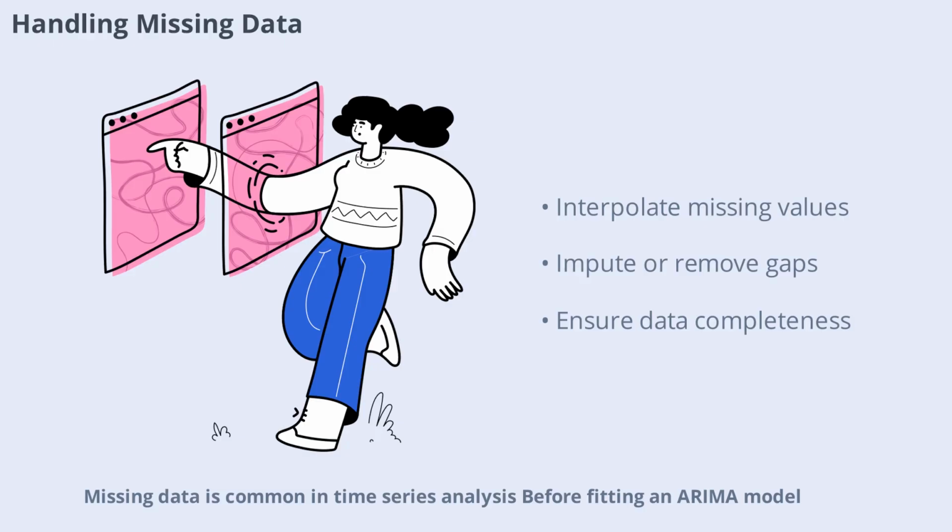Missing data is common in time series analysis. Before fitting an ARIMA model, it's important to address gaps by interpolation, imputation, or removing incomplete records. Properly handling missing data ensures your model is accurate and robust, preventing biased forecasts.